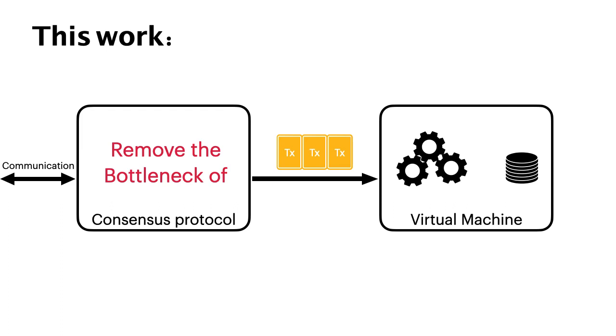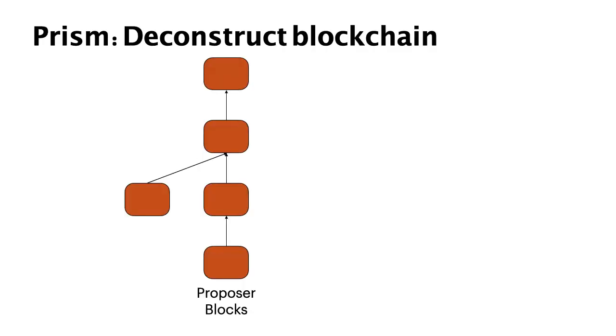First, let me briefly introduce how Prism works. Prism deconstructs blockchain by using three types of blocks. They are proposer blocks, voter blocks, and transaction blocks. Proposer blocks form a proposer blockchain, but it does not use the longest chain protocol. We will see how it works after we introduce voter blocks.